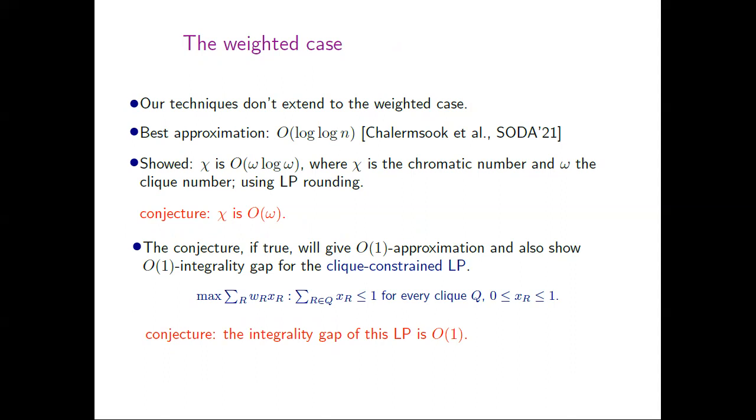The reason is that when we intersect someone, imagine this guy has a very huge weight. Even if we can find some others around to pay for him, it might be that the weight of these guys is small, and then we lose control of what's happening. So it's not clear what to do. The best approximation is by Bartosz, and correct me if I'm wrong, but you showed that the coloring number is bounded by big O of omega times log omega, where omega is the maximum clique.